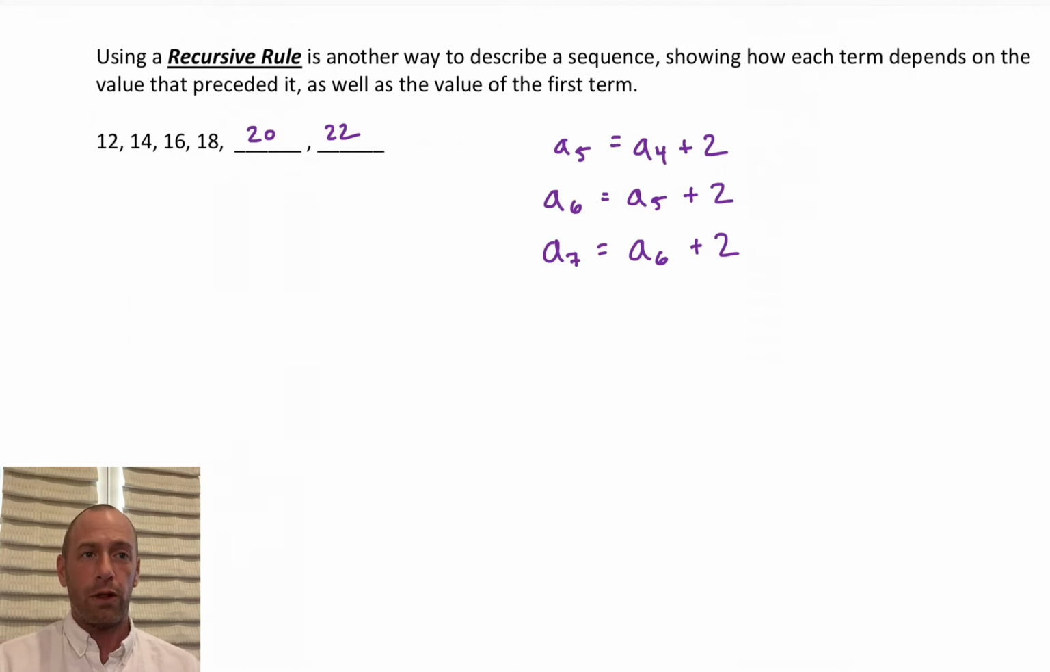So let's generalize this now. What is the value of the nth term? It's going to be the value of the term before it, n minus 1, plus 2.